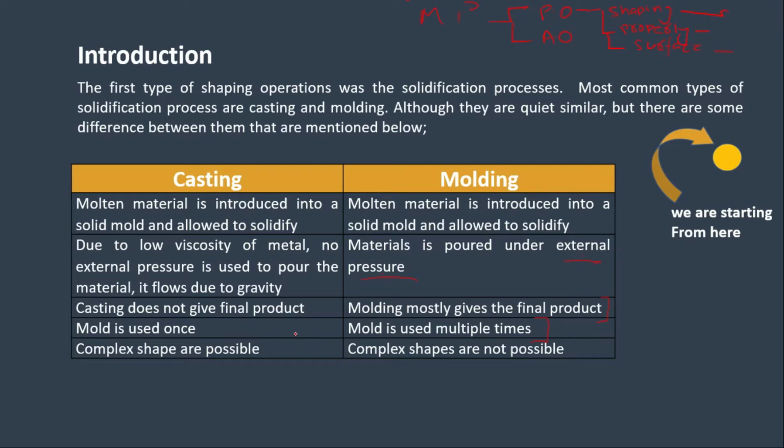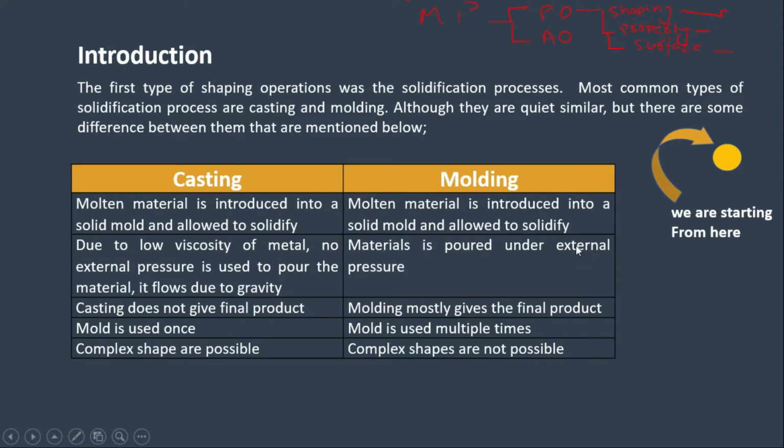In casting, complex shapes are possible because we can make complex molds, and to get the product out of it, we can simply break the mold and get our product. But in molding we have to use the mold multiple times, so we cannot make very complex shapes. We have to design the mold in such a way that it can be opened and closed easily to get the product. So these are very basic, slight differences between casting and molding.